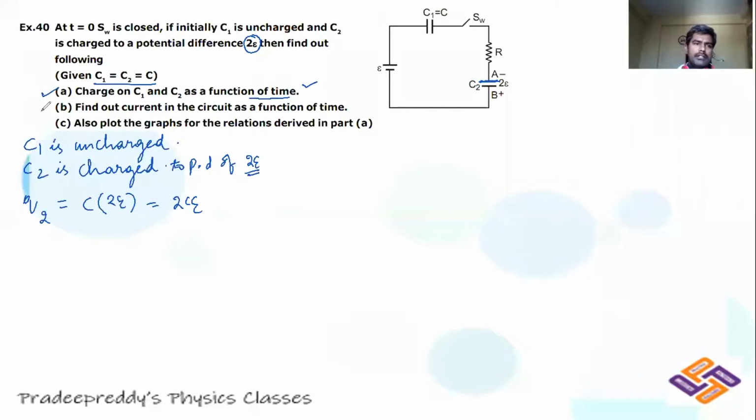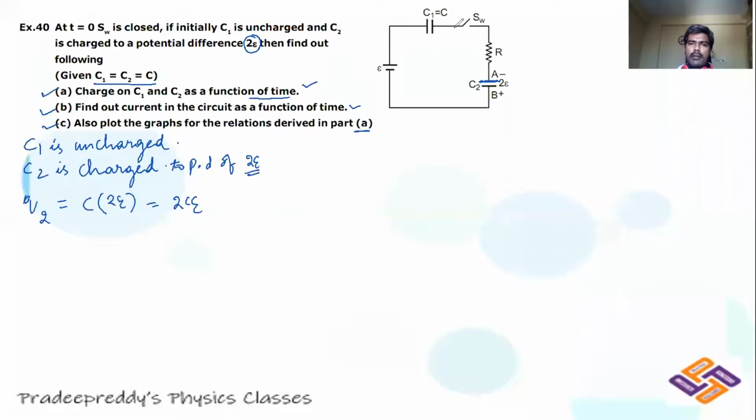Next, question B, find the current in the circuit as a function of time. Here, current also varies with respect to time. And next, question C, plot the graphs for the relations derived in part A. In part A you are deriving the charge for C1 and C2, right? So what happens to the charge on the first capacitor? What happens to the charge on the second capacitor? For that, you need to plot the graphs.